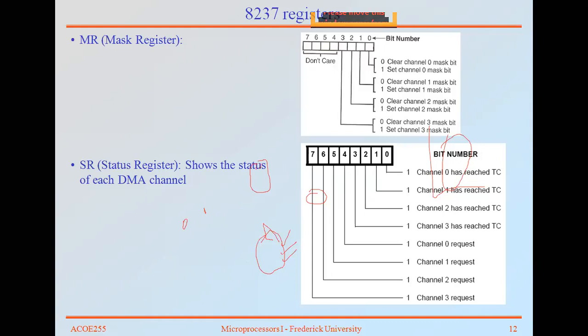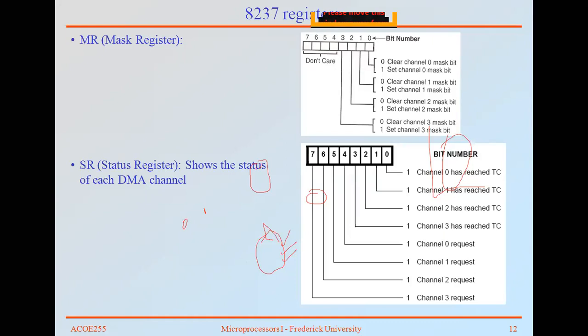Similarly for the mask register and status register. Here also only the first 4 bits are used in the mask register. If it is 0, it clears the channel; if it is 1, it sets the channel. Channel 0, channel 1, channel 2, and channel 3. For those 4 channels they use those 4 bits for masking and unmasking in the mask register.